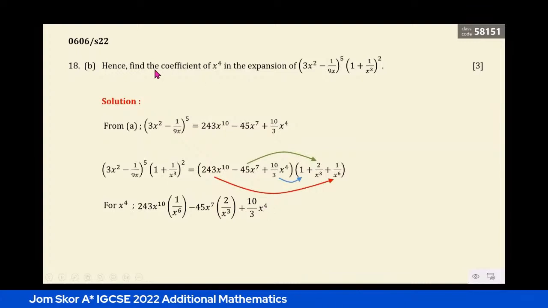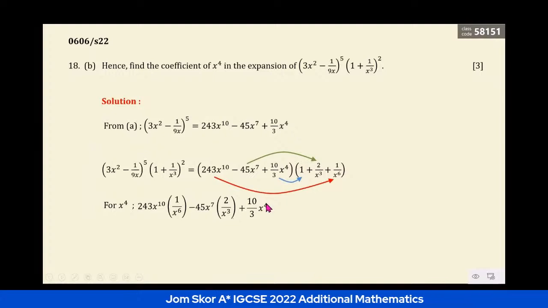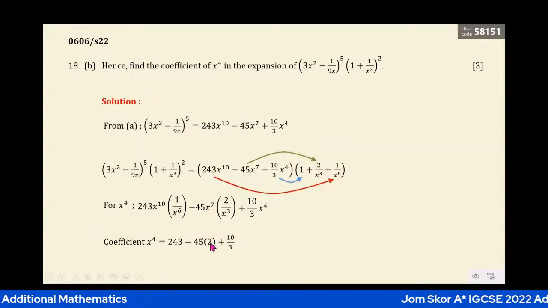The question asks you to find the coefficient of x to the power of 4. So if it wants the coefficient, you just ignore the x. We take the coefficient only. Which is the coefficient? The coefficient is this one, 2, 4, 3. This one is negative 45 times 2. This one is 10 over 3.